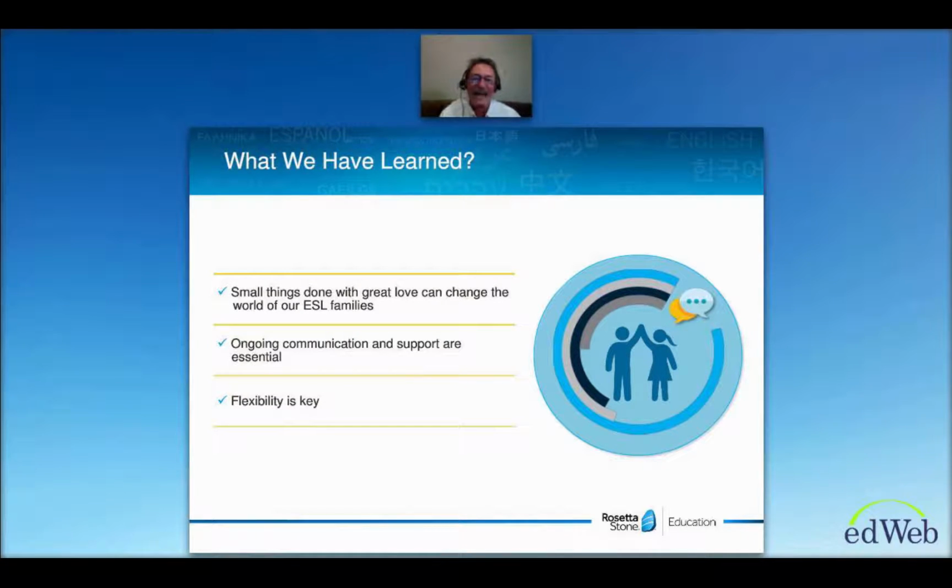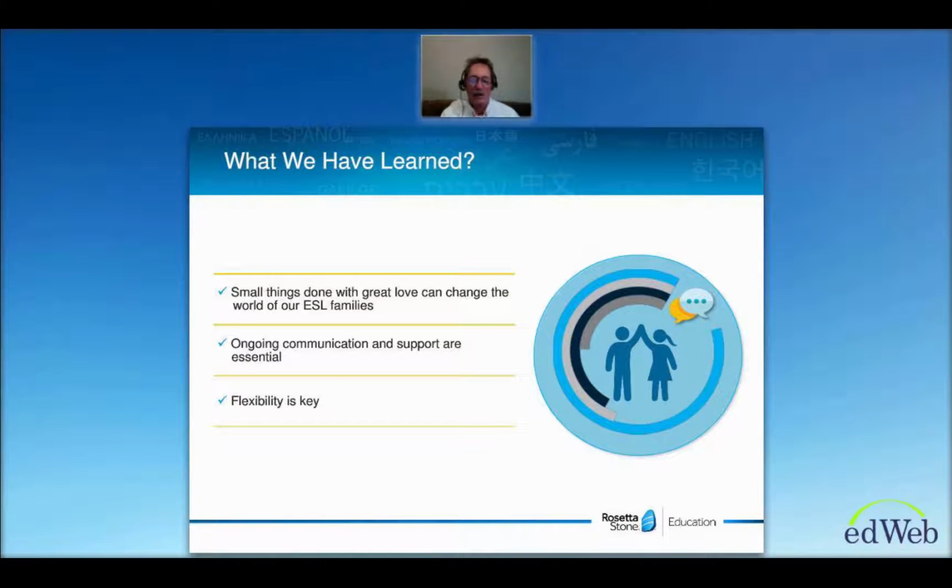Lessons learned. I like this one, probably the best. Small things done with great love can change the world of our ESL families. And I have to say that the group that I work with, our Technologist-in-Residence program, are so passionate about bringing this to the parents and to their students that it's palpable. If you were to observe our TIRs working with parents and students, you would see that immediately. You would see the love that they have for what they're doing and the love for the objectives of this program, this grant.